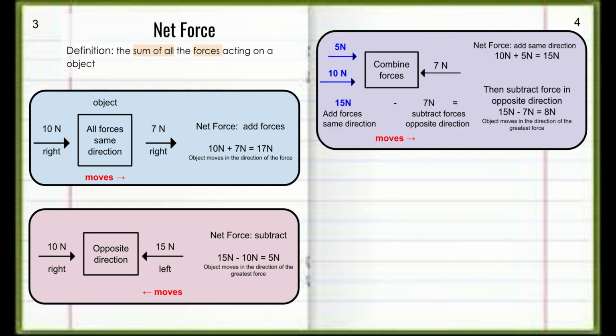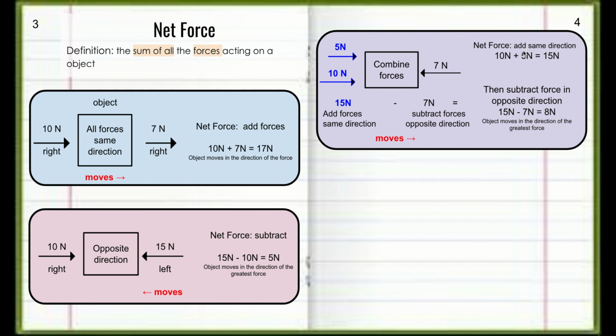Sometimes you're going to need to combine forces. So for example, here we have 10 newtons to the right, 5 newtons to the right. So we would add those together first, which gives us 15 newtons. And then we have 7 newtons left. So we would subtract 15 minus 7 to get the total amount of forces acting on the object, which would be 8 newtons.